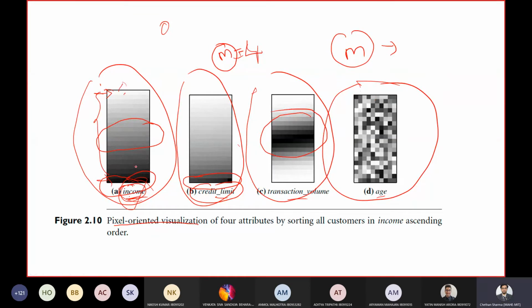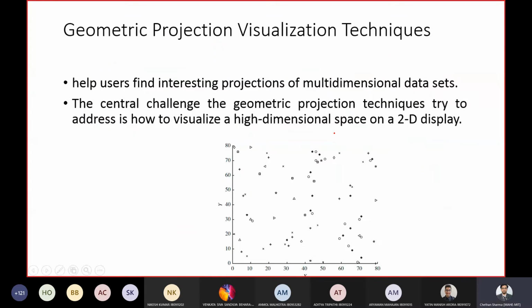Okay. So you can analyze something with respect to income and credit limit, or you can make a statement like, as income increases, credit limit increases. That statement you can make. With respect to income and transaction volume, you can make a statement like the middle class or middle salaried people make more transactions, but you cannot tell anything with respect to income and age. It is scattered, so there is no correlation at all. So this is with respect to pixel oriented visualization.